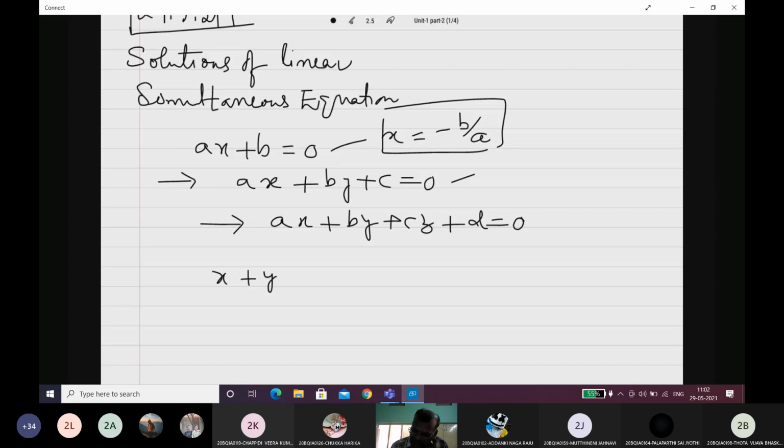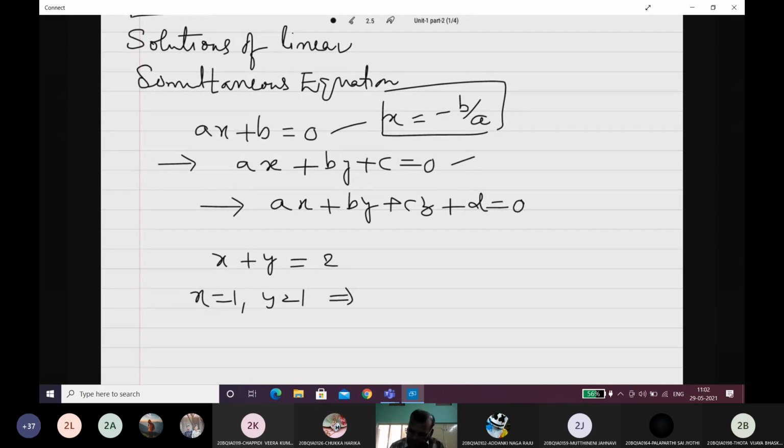x plus y is equal to 2. What is its solution? x is equal to 1, y is equal to 1. It is a solution. Suppose x is equal to 2, y is equal to 0. This is also another solution. And again, x is equal to 0, y is equal to 2. This is also another solution. How many solutions does it have? It has an infinite number of solutions.